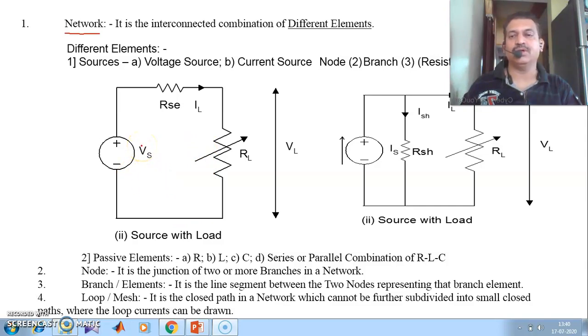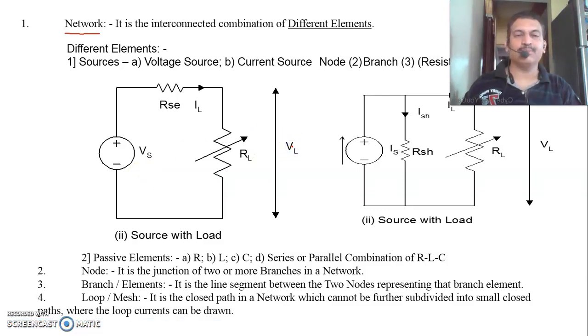Again I am telling you, a current starts from the positive terminal of the voltage source, passes through RSC, then RL and ends up at the negative terminal. That forms a loop. Loop is also referred to as mesh. So these are the important definitions related to network analysis.